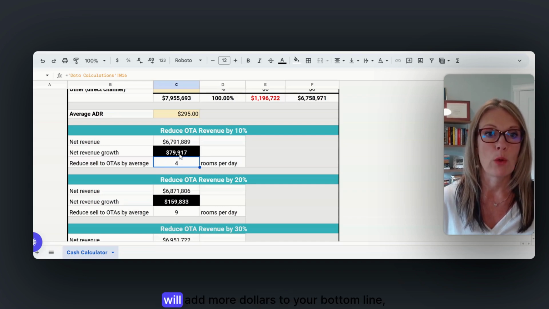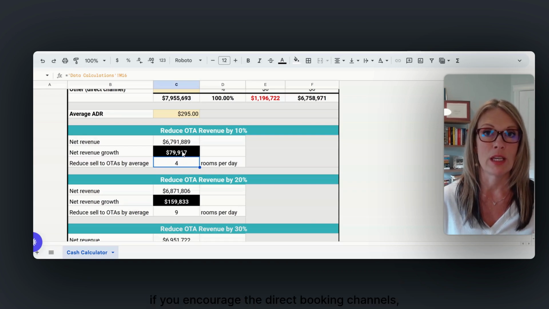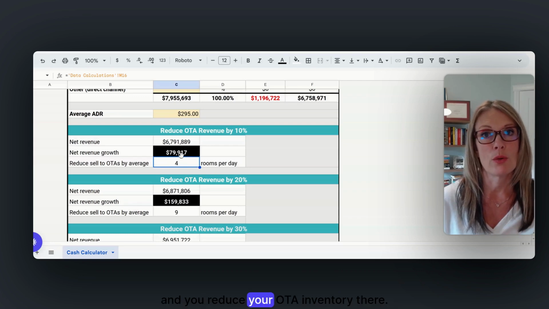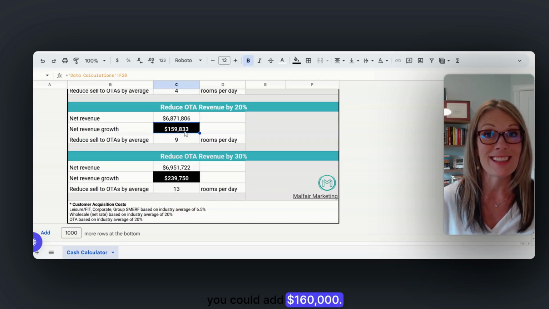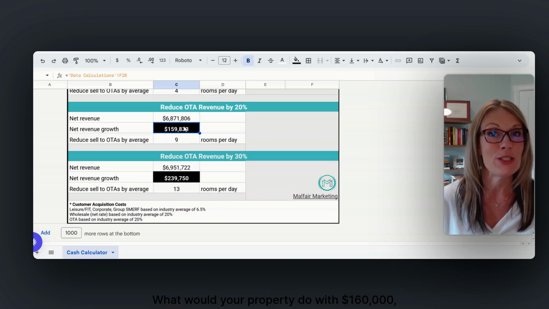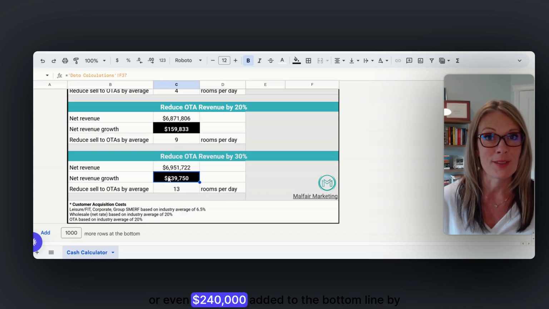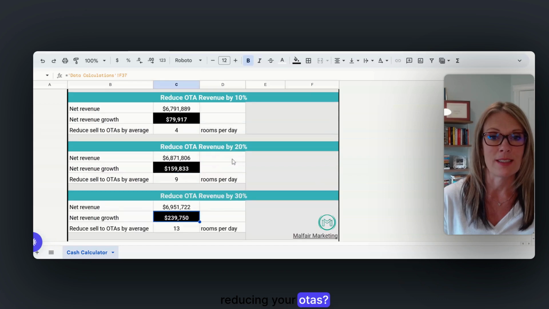You will add more dollars to your bottom line, of course, if you encourage and promote your direct booking channels, and you reduce your OTA inventory there. So going down to 20%, you could add $160,000. What would your property do with $160,000? Or even $240,000 added to the bottom line by reducing your OTAs.